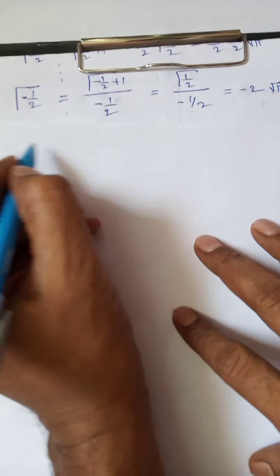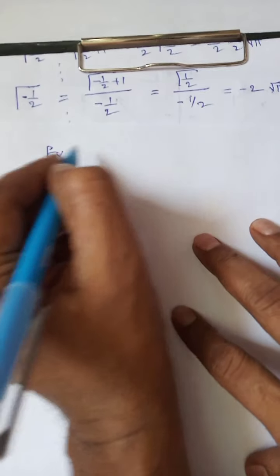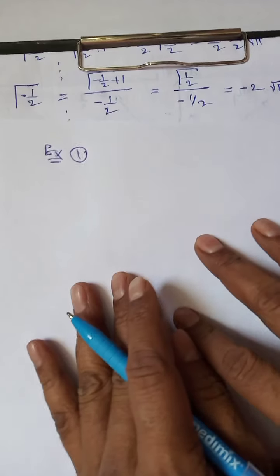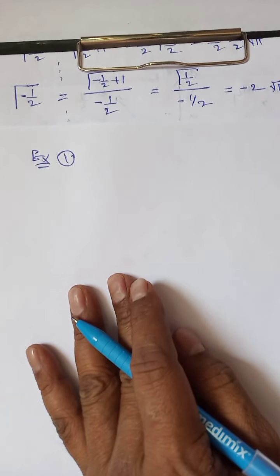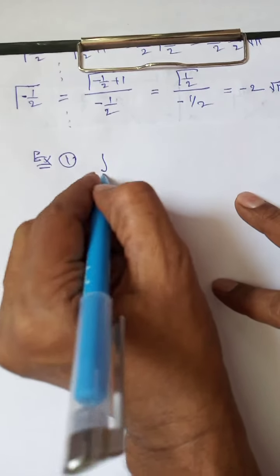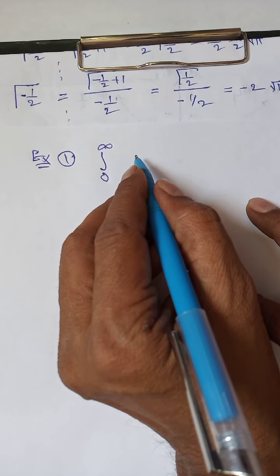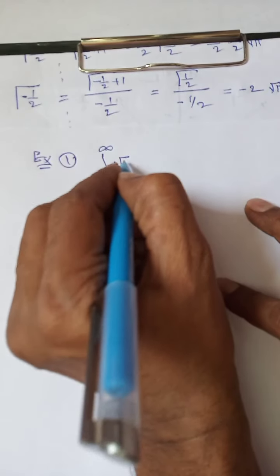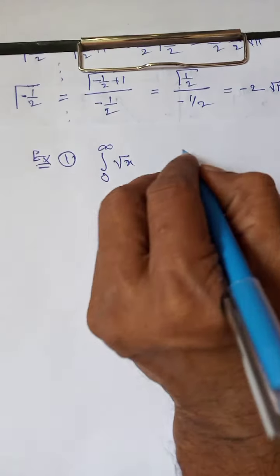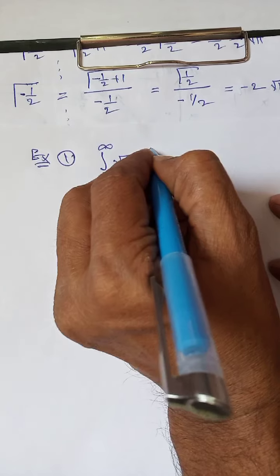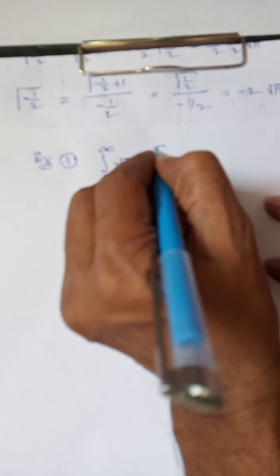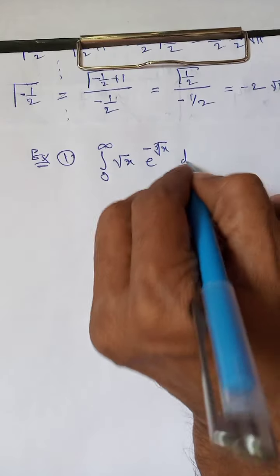Now we'll discuss the examples. So the first example: evaluate the integral from 0 to infinity of root x into e to the power minus cube root of x dx.